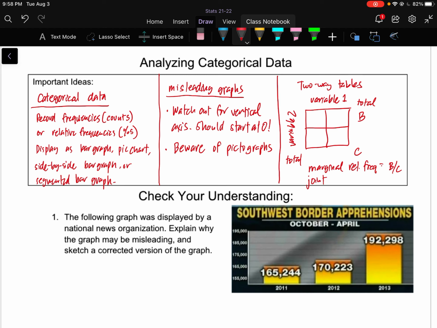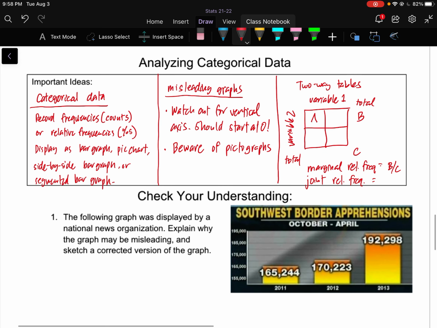We might want to find a joint relative frequency. That would be taking one of the cell numbers, so one of the numbers inside the table, and then dividing by the overall total. So perhaps A over C, that would be a joint relative frequency.